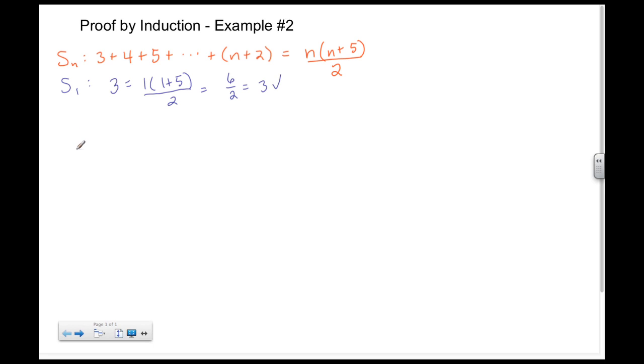Next thing I need to do is assume that S sub k is true, and also that S sub k plus 1 is true. So what I need to do is to take this series here, and I'm going to express it in terms of k. So 3 plus 4 plus 5, the ellipsis, and instead of writing n, I'm going to change that n to a k, and I do that same thing for the expression on the other side of the equal sign. The next step is to find S sub k plus 1.